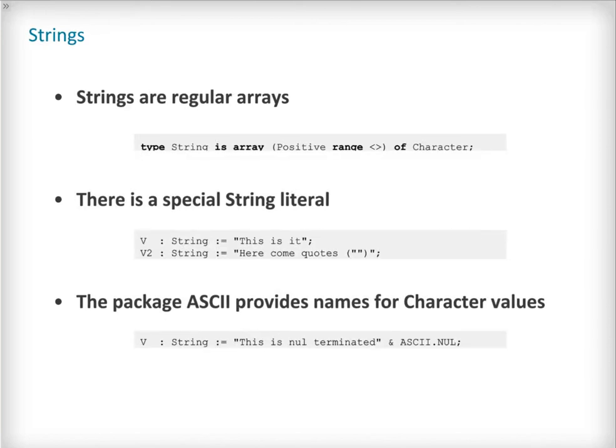As for many other languages, strings are a special kind of array. There is a standard string definition in Ada, which is an array indexed by positive, which means that the lower bound cannot be lower than 1, and which obviously contains characters. There is a special string literal for arrays, which is written with quotes, and we provide an ASCII package as well for specific character values.